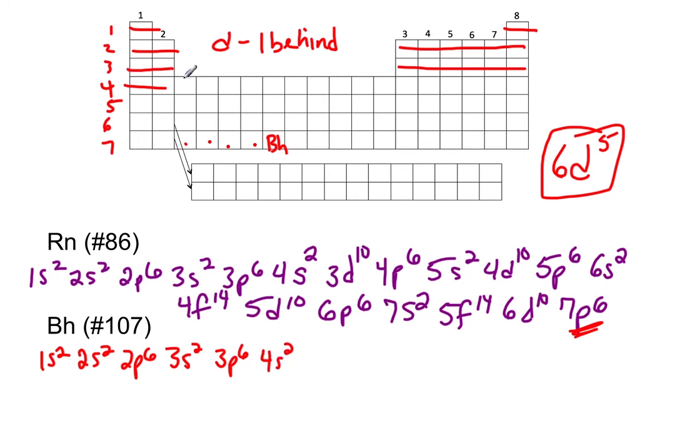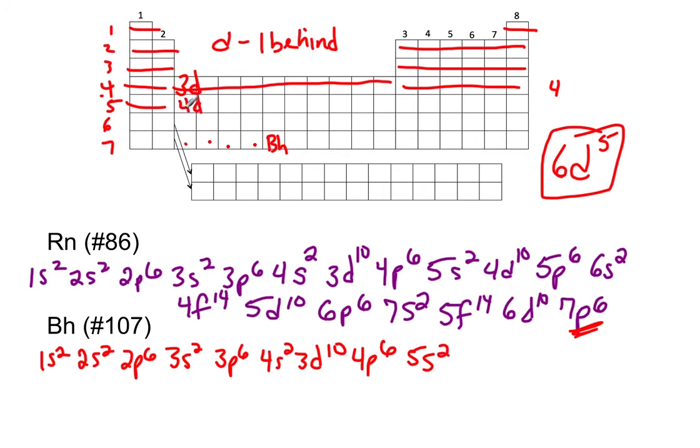Then I hit the d's. D's are 1 behind. So if I'm in the 4th row, this is 3d. 3d10, because I go through all these guys. Then I get back to 4, and I'm in the P block, so 4p6. Then I go over here to 5s. Then I hit the d's, 1 behind. I'm in the 5th row, so it's 4d10.